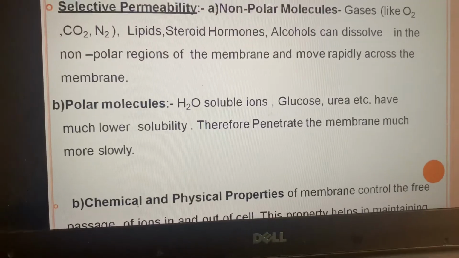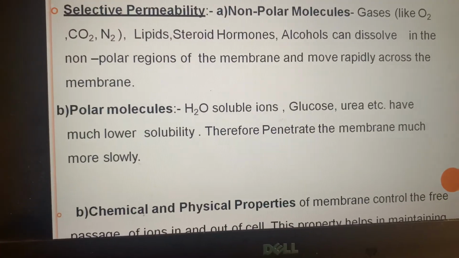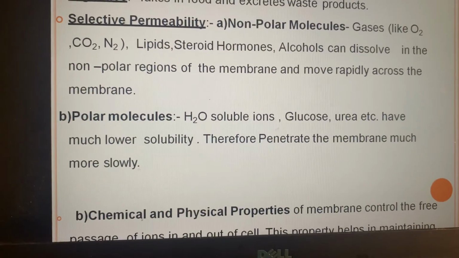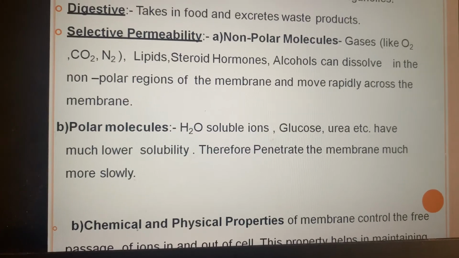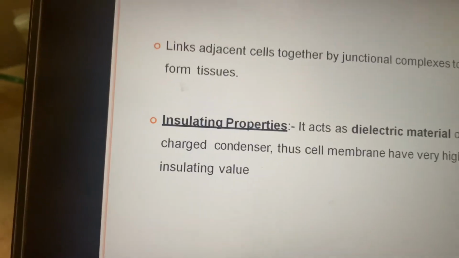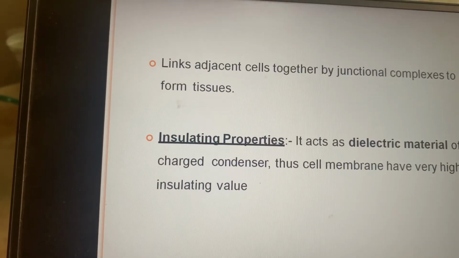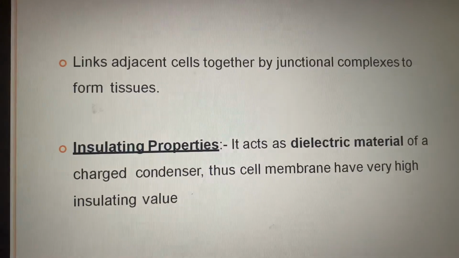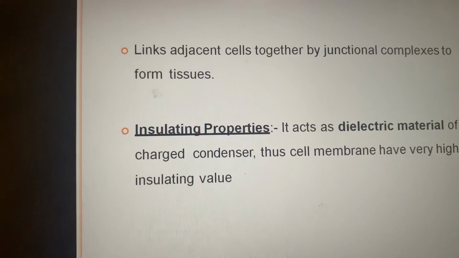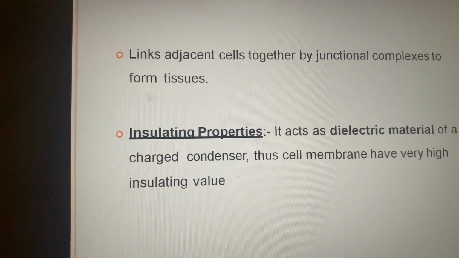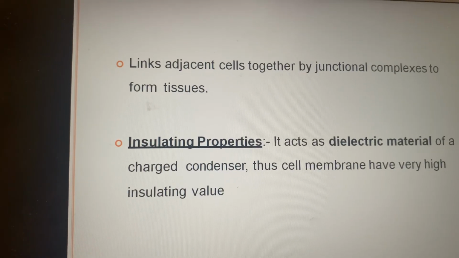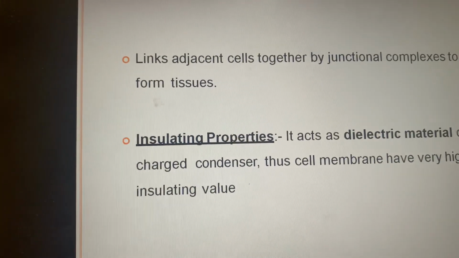The chemical and physical properties of the membrane control the free passage of ions in and out of the cell. This property helps in maintaining the osmotic balance, the life of the cell. It links adjacent cells. The cell membrane also links adjacent cells together by junctional complexes to form tissues. Insulating properties of the cell membrane: it acts as a dielectric material of a charge condenser. The cell membrane has high insulating value.